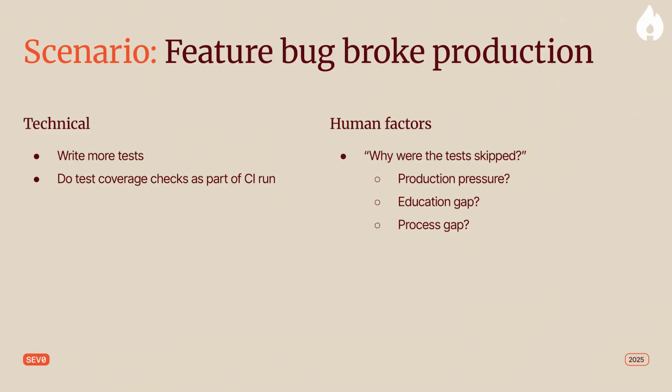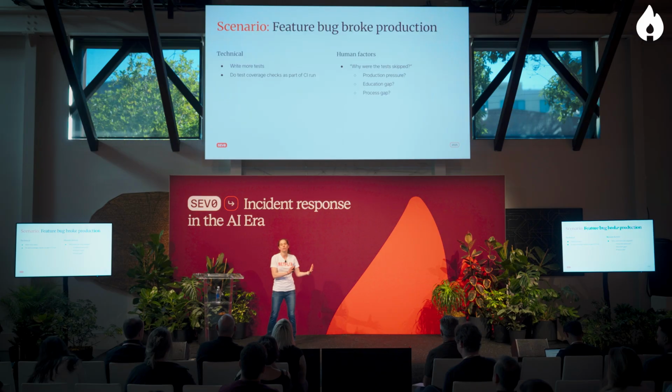A great question to start with here is, why were the tests skipped? Or why were there not enough tests? In my experience as engineers, we all want to do a good job, right? We want to ship code that works. So digging into this question could help you reveal more systemic issues, such as, was there excessive production pressure? Do we maybe have an education gap in terms of writing tests? Maybe we have a process gap somewhere. If one of these larger issues exists, tackling it is going to go a long way to preventing more incidents in addition to the technical aspects.